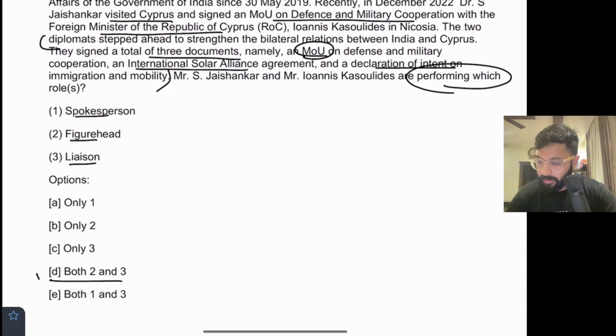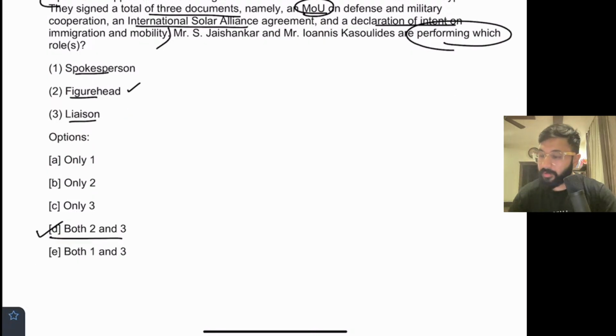Yes, 2 and 3 are correct. The answer is option number D. That is correct. Can anyone tell me spokesperson क्यों नहीं थे? Yes. Signing is done by figureheads. That is correct. Spokesperson between two companies. Yes, that is also correct. Wonderful. You've got it right.